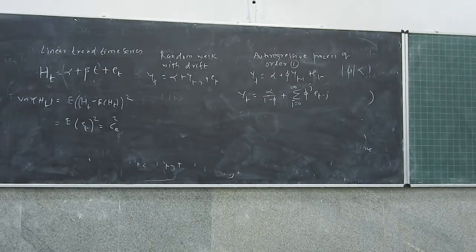The variance of the first process is constant. It does not change in time. Okay? The variance of the first process is constant. It does not change in time. Sure?